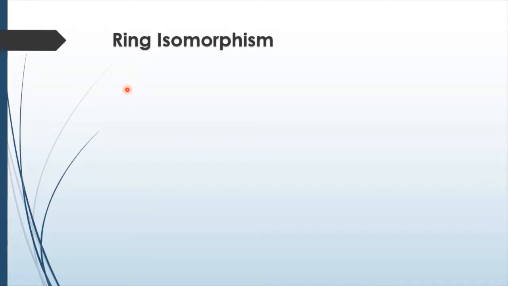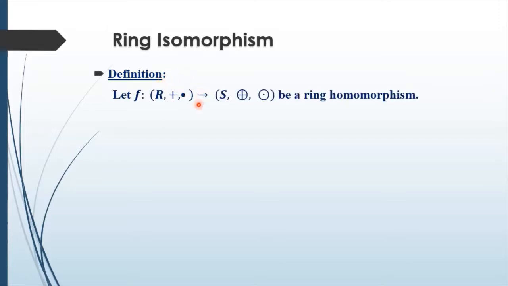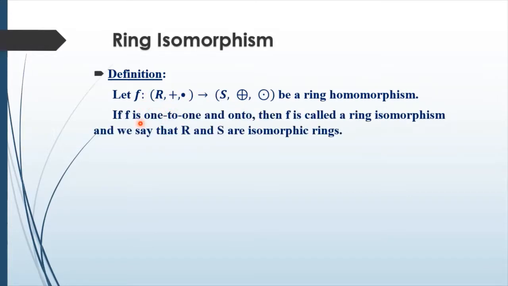Next definition, ring isomorphism. As we have seen previously in groups, isomorphism is nothing but a one-to-one onto homomorphism. Here also, we consider two rings R and S and a homomorphism f from R to S. This f is said to be an isomorphism if it is a one-to-one function and onto function.